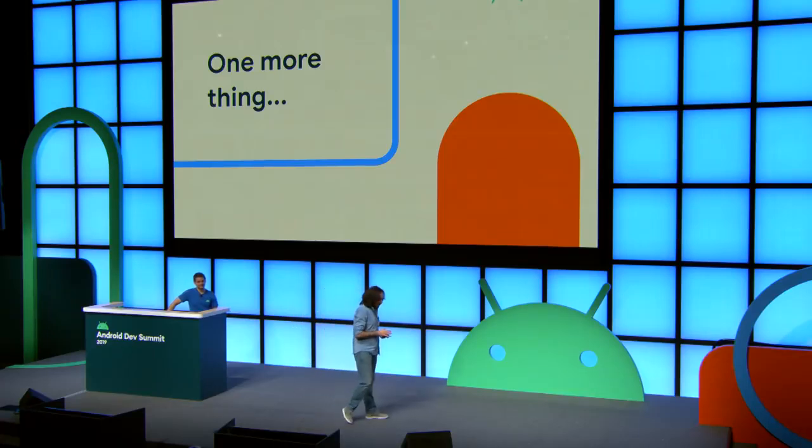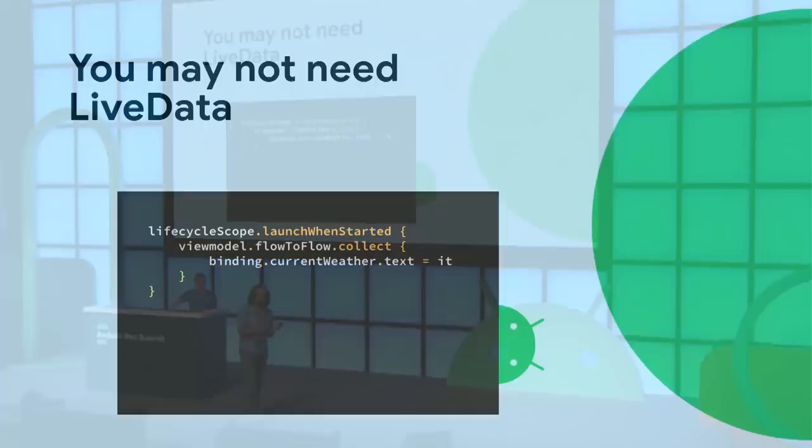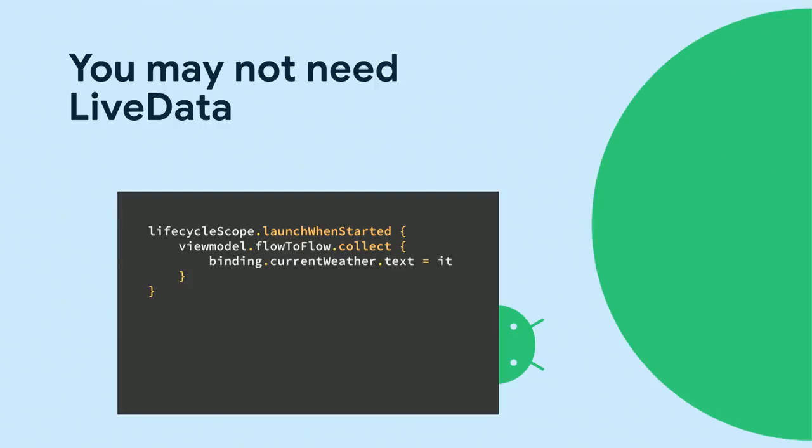Before we leave, there is one more thing. With the introduction of Flow and the lifecycle scopes we have shown, you can actually get the benefits of LiveData without using LiveData. So you could be doing this, where you say lifecycleScope, launchWhenStarted, and start collecting on this flow. This will behave exactly the same way LiveData behaves for your UI. Now, it's not 100% the same thing, because LiveData has this caching behavior. But it's close to there. So this is something you may want to consider.